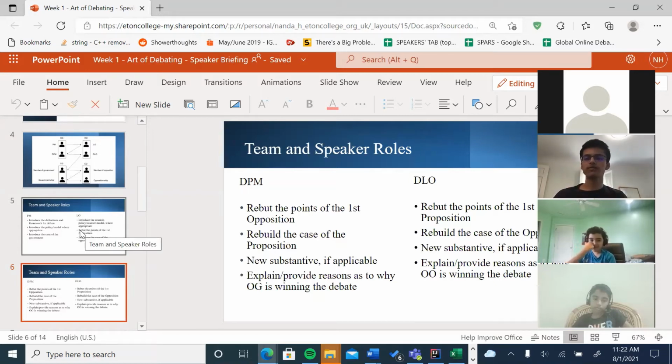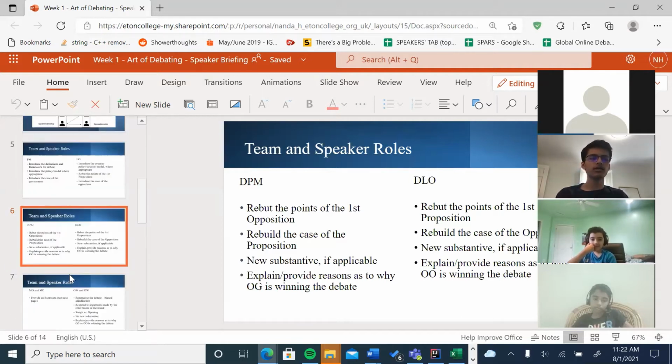That's what you should be doing. And finally, bring forward a new argument. If you have one, this is not necessary, but if you do, that's obviously beneficial. And generally explain why your side is beating the other side. The Deputy Leader of Opposition does the exact same thing, except on the opposite side.